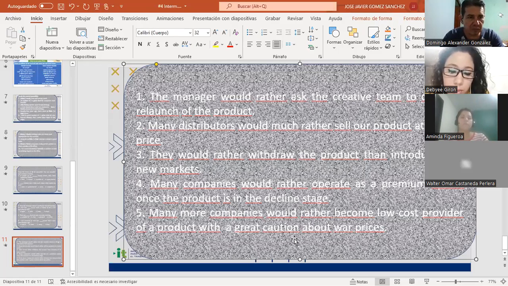So, we're going to do something, right? I will check in the platform. Yo lo voy a chequear en la plataforma. Y, ¿cómo haríamos para mandárselo? Porque no puedo mandarle la respuesta, ¿verdad? De la plataforma. Si no, mi jefe me va a colgar.